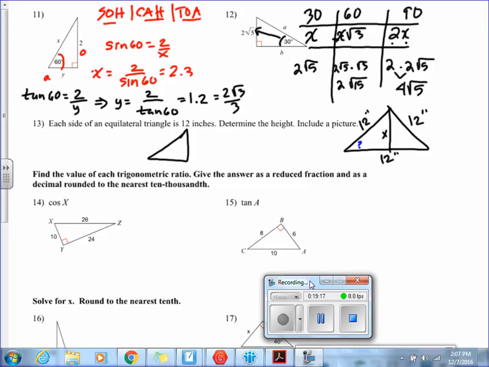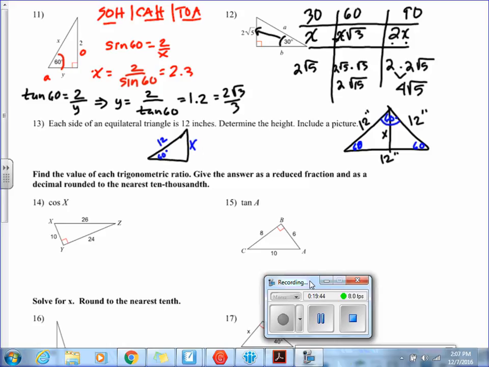So if I have 3 angles in a triangle and I have 180 degrees for all 3 of the angles, if I divide by 3, that means that each angle, this angle would be 60, this angle would be 60 degrees, and this angle here would be 60 degrees. So I'm going to stick a 60 right there. And I know this is 12. And so I'm looking for the height. So I'm going to put an x here.